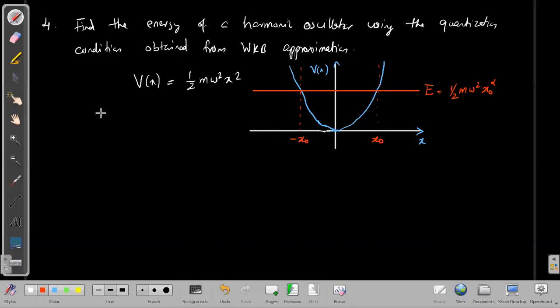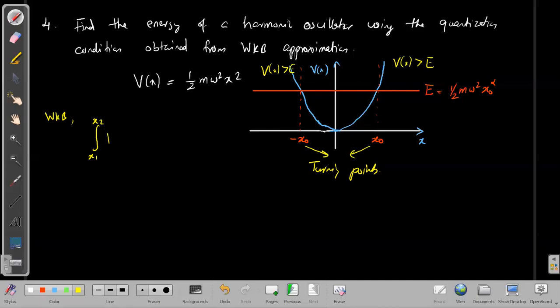According to the quantization condition obtained in the previous section, in WKB it is the integral from one turning point to the other turning point. So plus x0 and minus x0 are the turning points, because beyond x0 the potential is greater than E. This region has the potential greater than E, and this region also has the potential greater than E, and that is not permissible according to classical mechanics. That is why plus x0 and minus x0 are called the classical turning points.